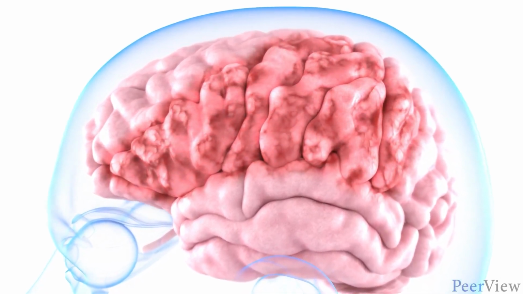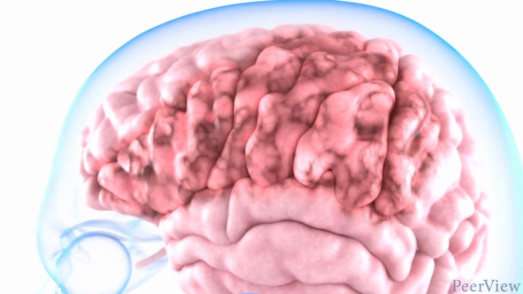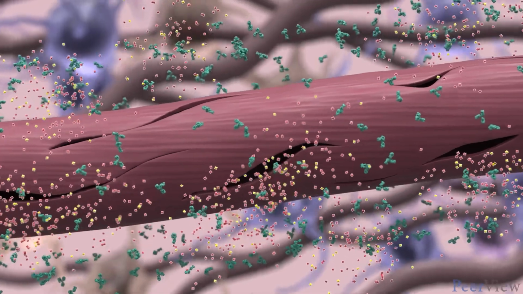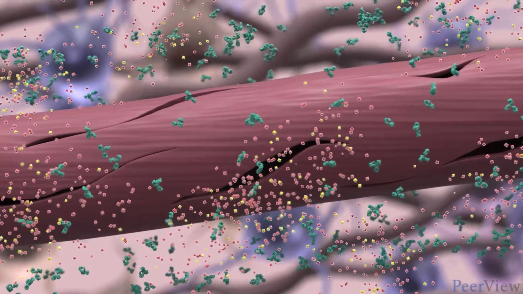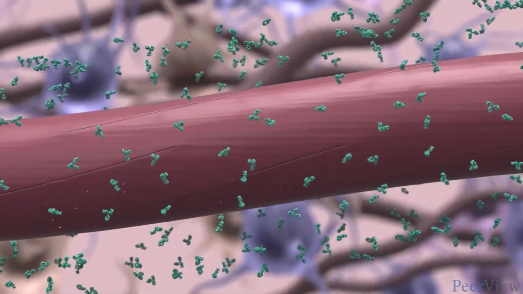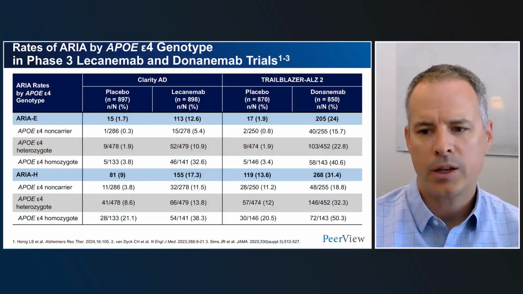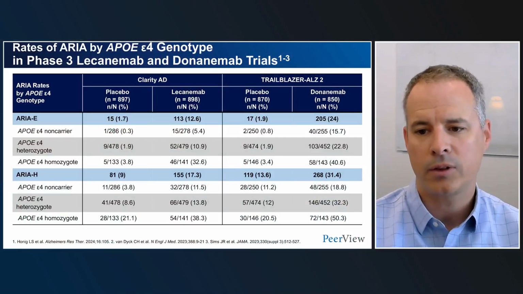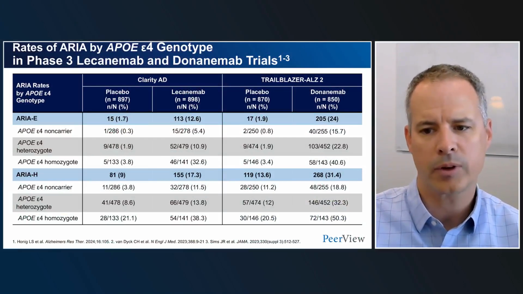ARIA typically occurs within the first 6 months of treatment and is detected through MRI imaging. Some evidence suggests that cerebral blood vessel wall integrity improves with continued use of amyloid-targeting therapies. Therefore, the risk of ARIA usually decreases over the course of treatment. So now that we've seen how the molecular pathogenesis of ARIA unfolds, let's talk a bit more about the clinical ramifications.